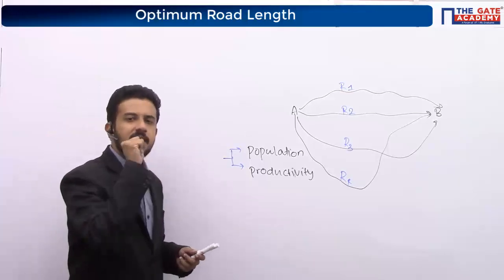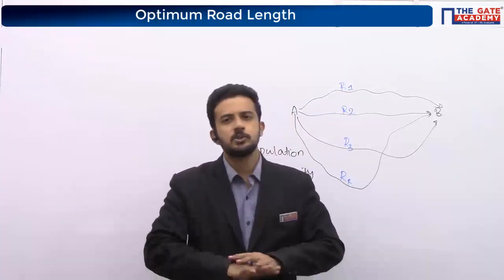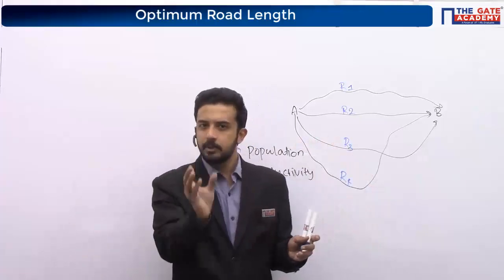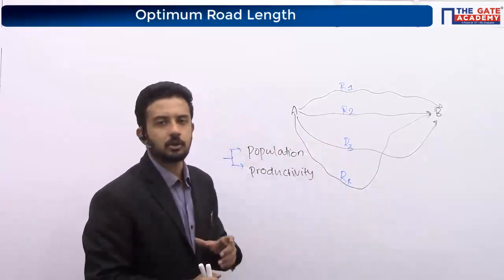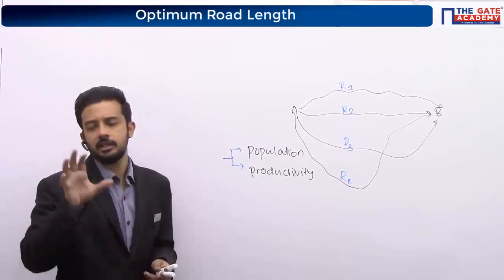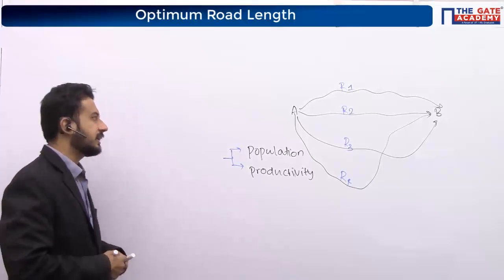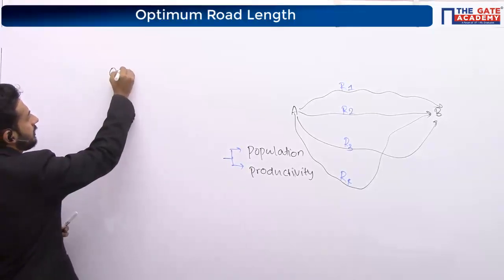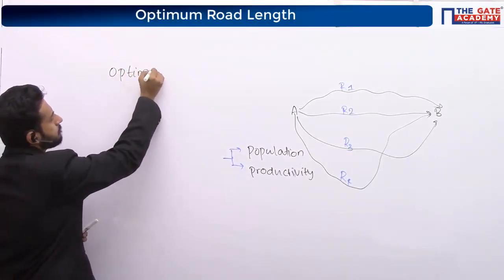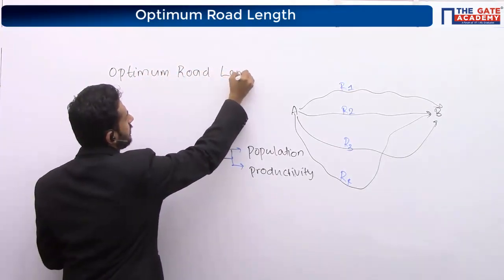So the length of that particular road which gives you maximum service per unit length, that we call the optimum road length. That I will give you as a note. There is a procedure for how to calculate that. So just write a heading: optimum road length.